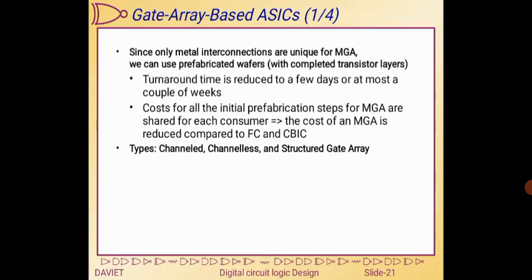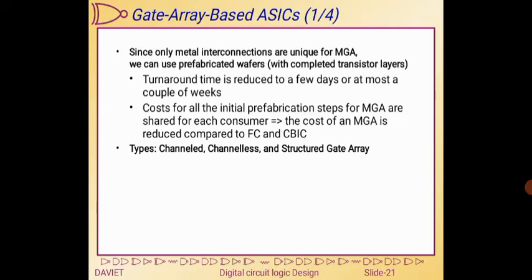Since only the metal interconnections are unique for the MGA device, we can use prefabricated wafers, so the turnaround time is reduced to a few days or at most a couple of weeks. The cost for all the initial prefabricated steps for MGA is shared among customers. So the cost of MGA is reduced compared to FC and CBIC, which are the different classifications.